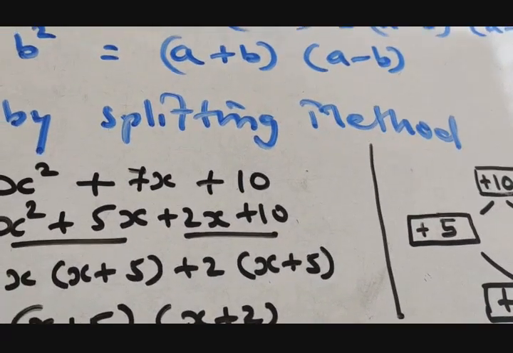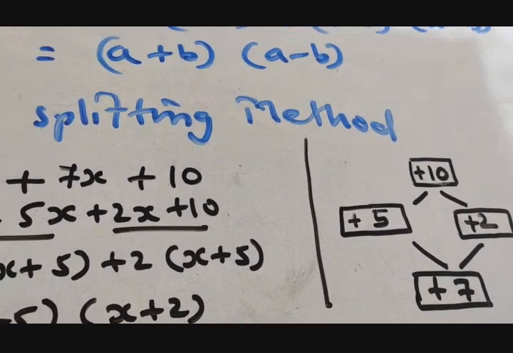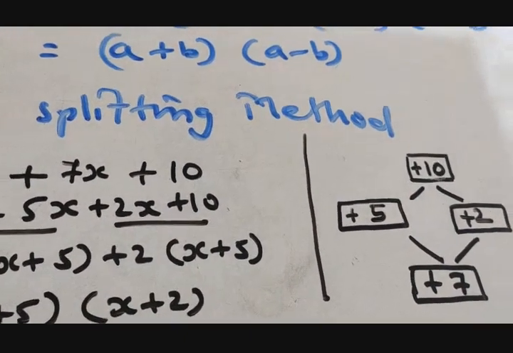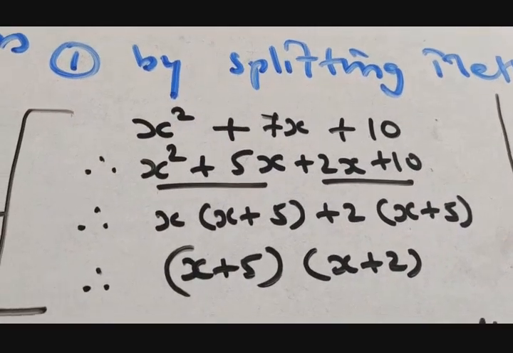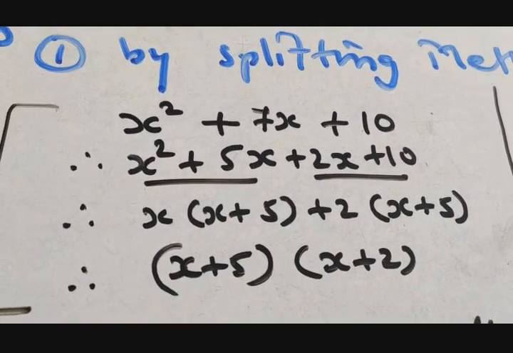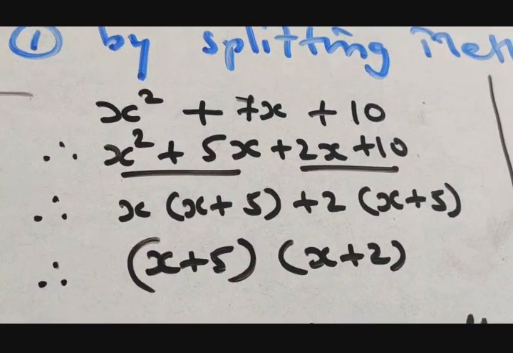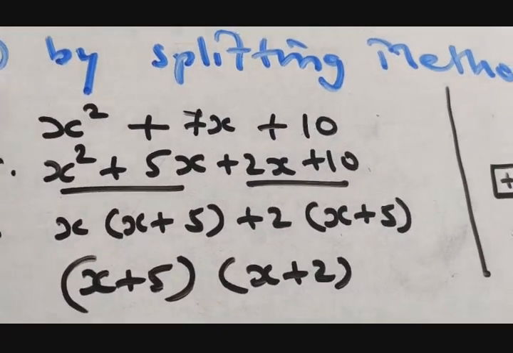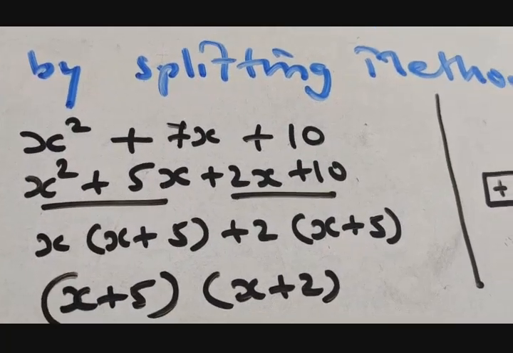What is the middle term? The middle term is 7x. So we require two numbers whose product is 10 and whose sum is 7. Here 5 twos are 10, and 5 plus 2 is 7. So I have written x square plus 5x plus 2x plus 10. Therefore x bracket x plus 5, plus 2 bracket x plus 5. Here we get x plus 5, x plus 2. This is the factorization of x square plus 7x plus 10.